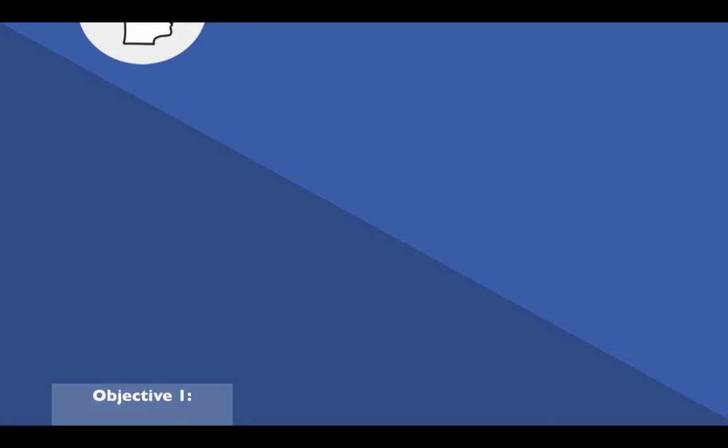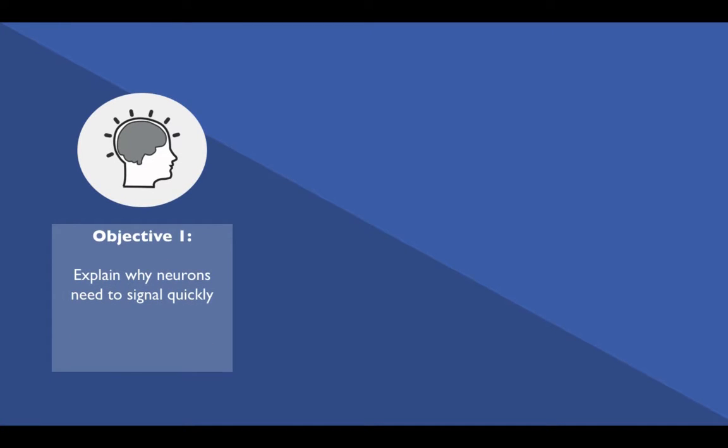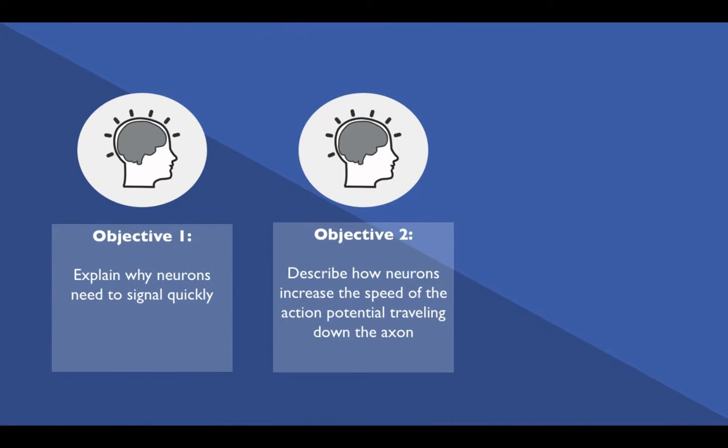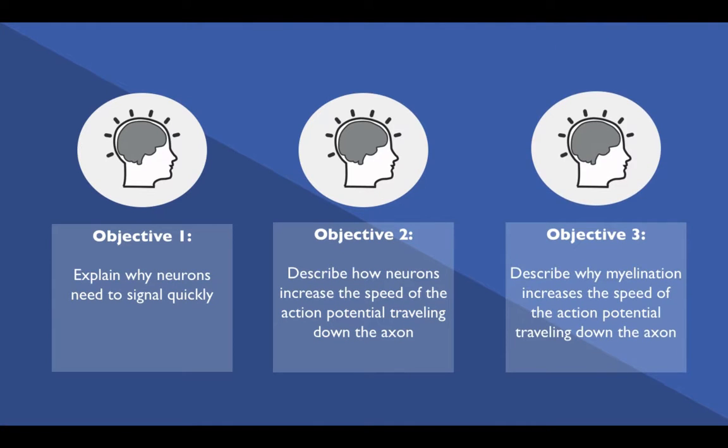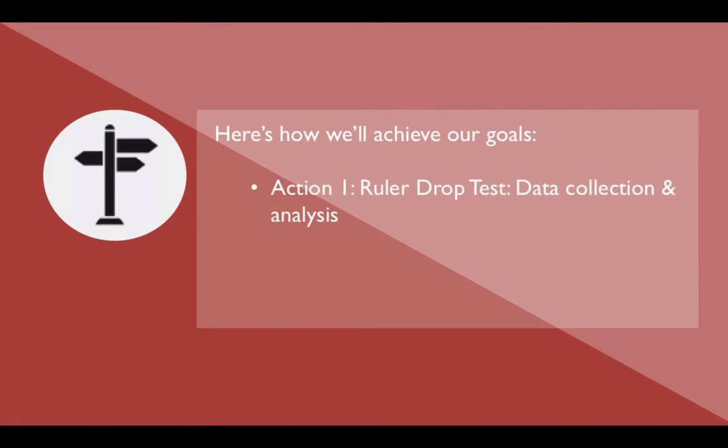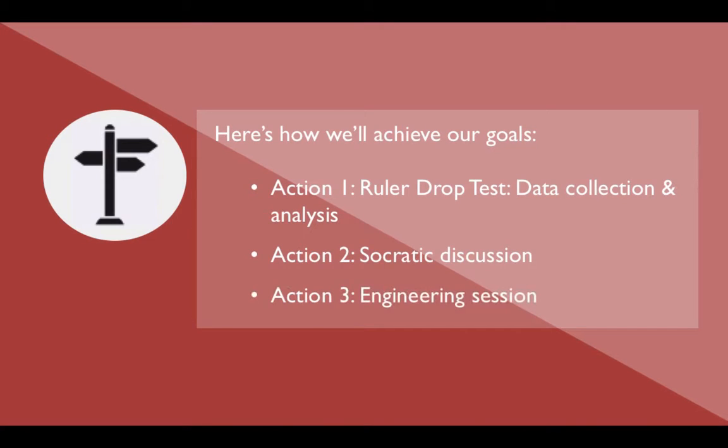At the end of this lesson, students should be able to explain why neurons need to signal quickly, describe how neurons increase the speed of the action potential traveling down the axon, and describe why myelination increases the speed of the action potential traveling down the axon. We'll achieve our goals with a ruler drop test, data collection and analysis, Socratic discussion, and an engineering session.